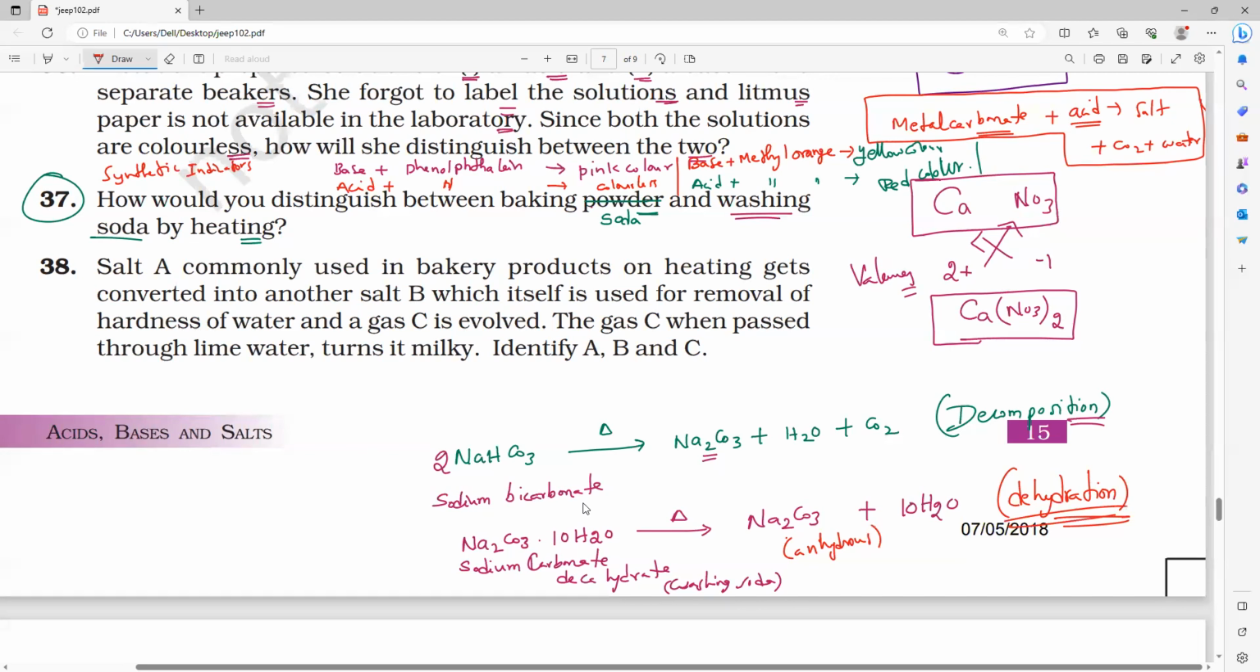Everybody clear? So that is how you can distinguish. When you heat baking soda, carbon dioxide will come. When you heat washing soda, no carbon dioxide will be released.